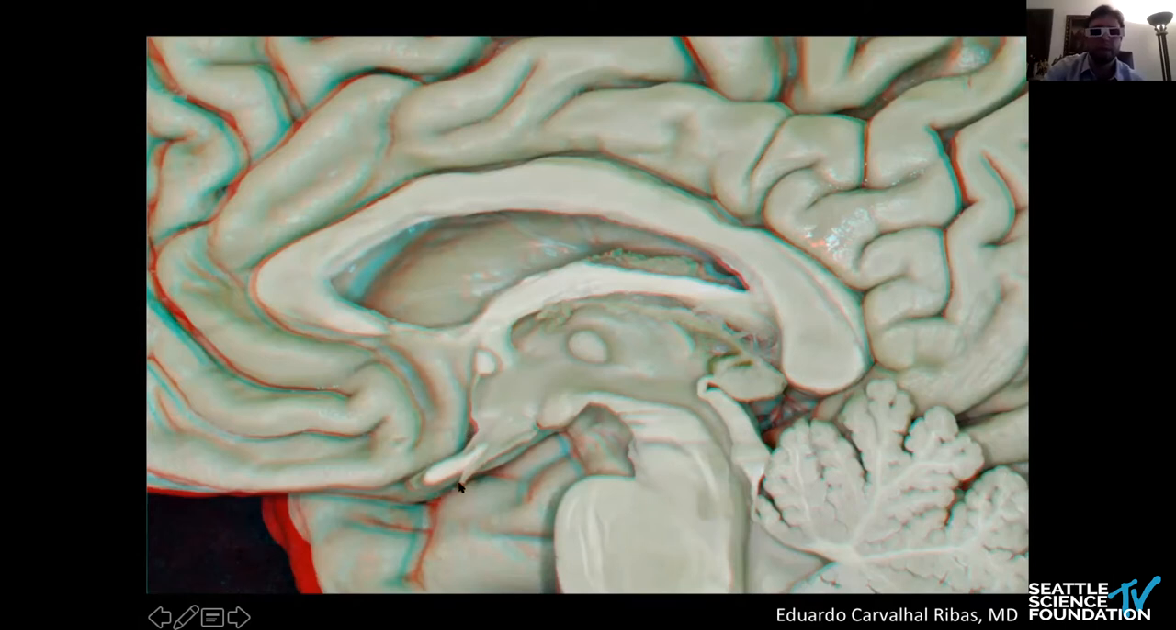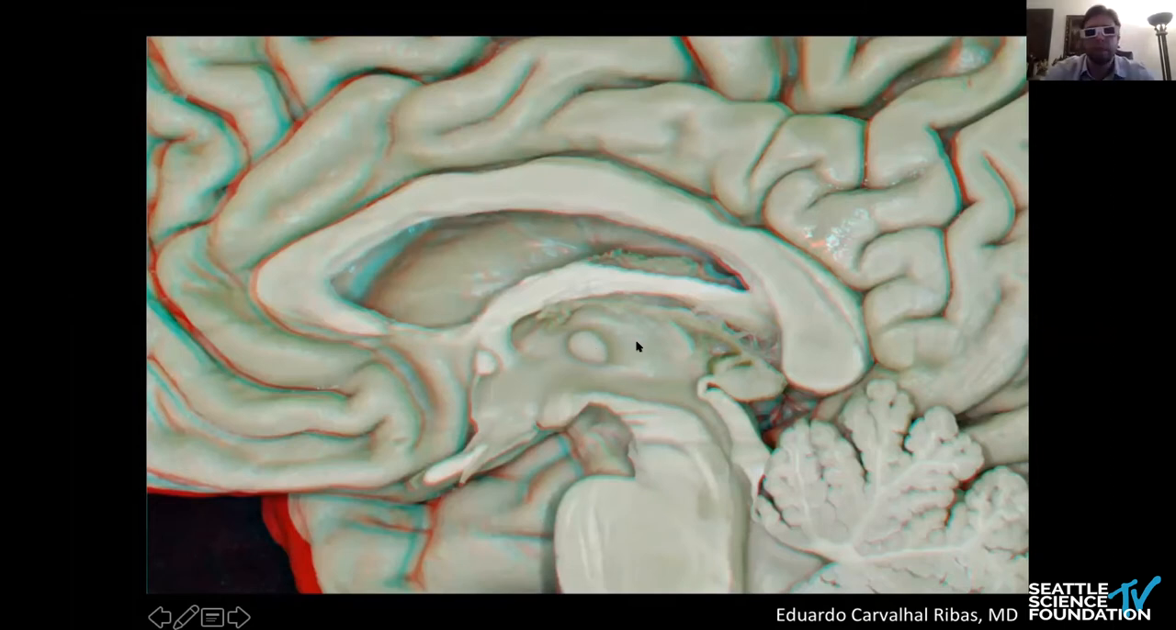The lamina terminalis can be surgically opened if the surgeon wants to connect the third ventricle with the rest of the subarachnoid space. This is a procedure which is done especially in vascular surgery. It can be done, it's just a membrane here at the anterior part of the third ventricle. We can see here the massa intermedia, which connects both thalami, one on each side.